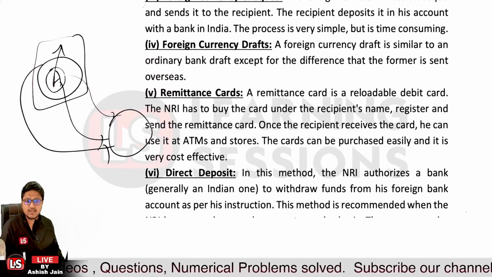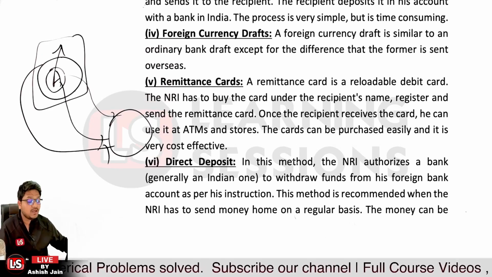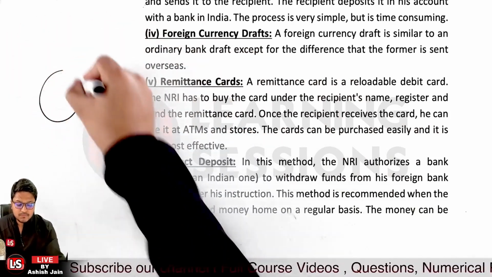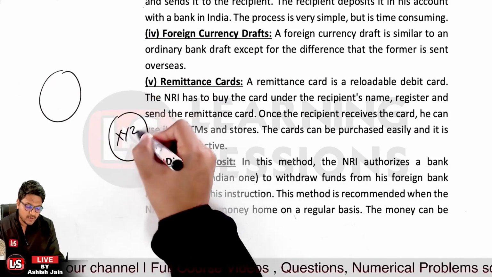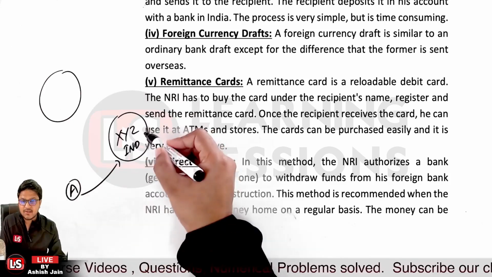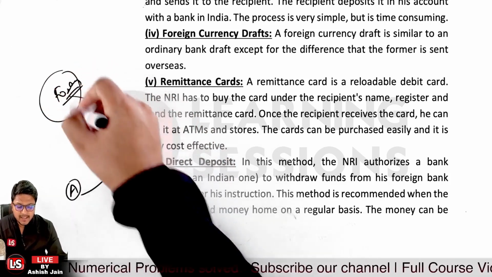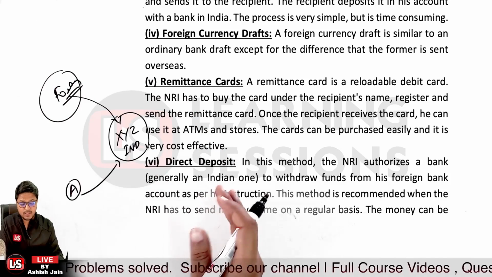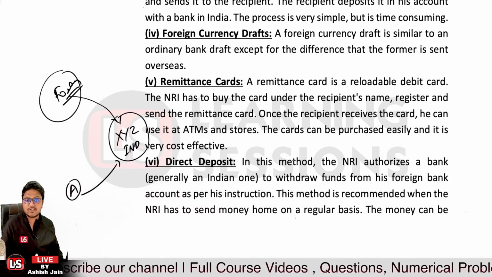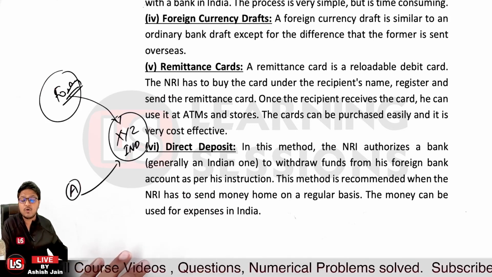Then it's related to direct deposit. In this method, the NRI authorizes a bank to withdraw the funds from his foreign bank account as per his instructions. Let's say there is a bank XYZ bank in India, and person A, who is an NRI, authorizes the XYZ bank to withdraw the funds from his foreign bank. There will be a mandate given to the foreign bank allowing the XYZ bank to debit the amount as instructed by person A. That's related to direct deposit. This method is quite recommended when an NRI has to send money home on a regular basis.